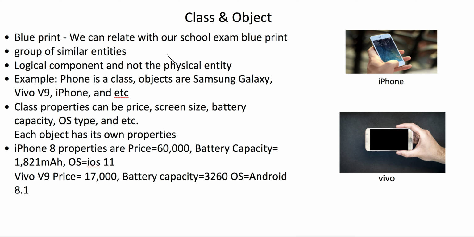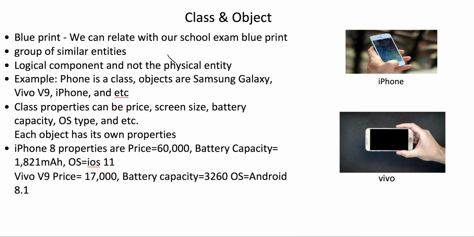Before going into the technical details about the class and object, we will first try to evaluate the real life examples of class and object. For example, if you are going to write an exam, for example the 10th standard mathematics exam, you could get the blueprint from your teacher. Blueprint means it will include the number of 2 mark questions, number of 10 mark questions and number of 5 mark questions.